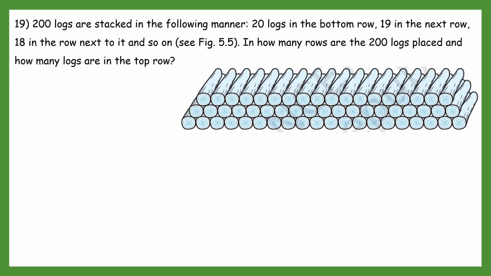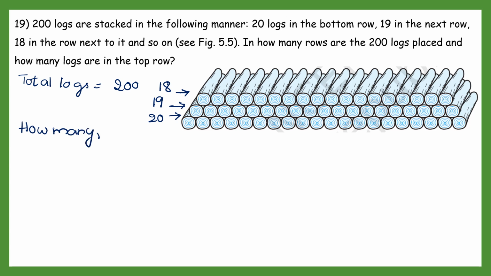So they are telling that the total number of logs present is 200, and they are placed in rows. If you observe in the figure, here they have given 3 rows. In the first row 20 logs are placed, in the second row 19 logs, in the third row 18 logs. In how many rows will all the logs be arranged? We don't know how many rows there are. Till all logs are arranged, they will continue placing the logs.